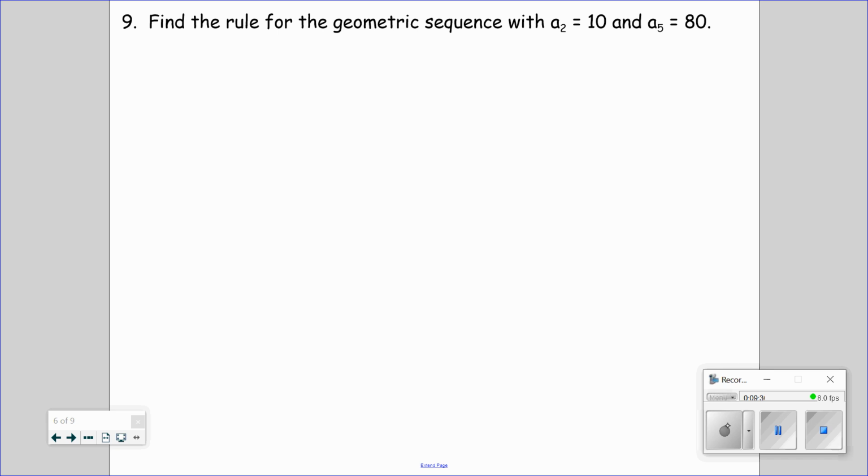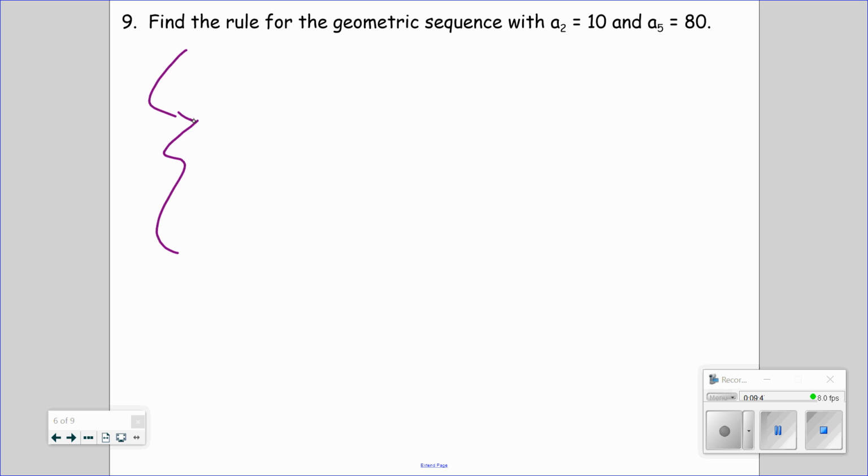9 and 10, we need a geometric rule. So we need to know what A1 is. They're not giving this to us. We need to know what R is. They're not giving it to us. These are harder problems than they were on yesterday's study guide. We're going to write what's called a system of equations.